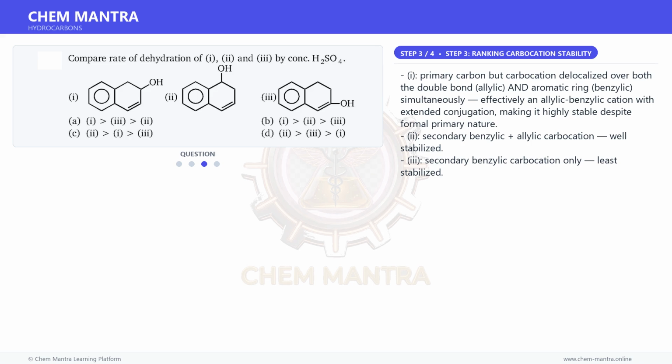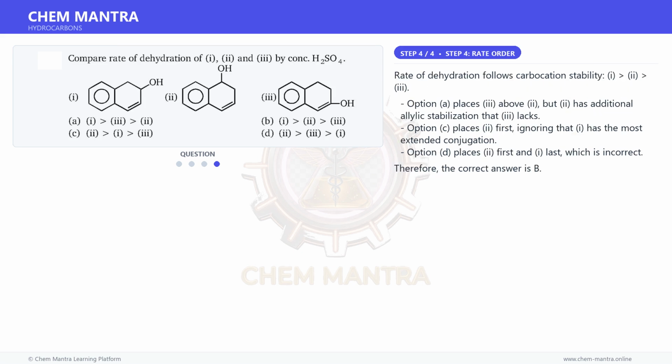1. Primary carbon but carbocation delocalized over both the double bond, allylic, and aromatic ring, benzylic, simultaneously, effectively an allylic benzylic cation with extended conjugation, making it highly stable despite formal primary nature. 2. Secondary benzylic plus allylic carbocation, well stabilized. 3. Secondary benzylic carbocation, only, least stabilized.